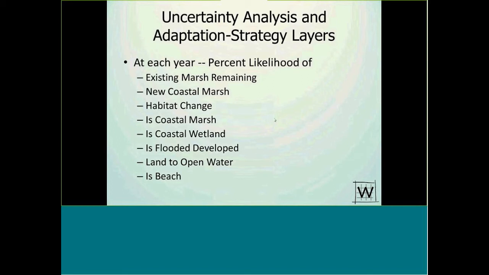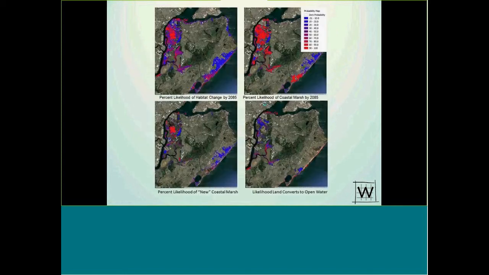And there's a number of different things. Likelihood that habitat will change, so again, overall ecosystem vulnerability. Whether you're looking at coastal marsh, coastal wetland, which includes beaches, or flooded development. So we produce about 10 of these different maps. And here's an example of some of those from Staten Island. If you look at the likelihood of habitat change by 2085, the red colors here are the highest likelihood. So the northwestern portion of Staten Island has the highest vulnerability to sea level rise, although there are pockets in the southeast as well that are vulnerable.